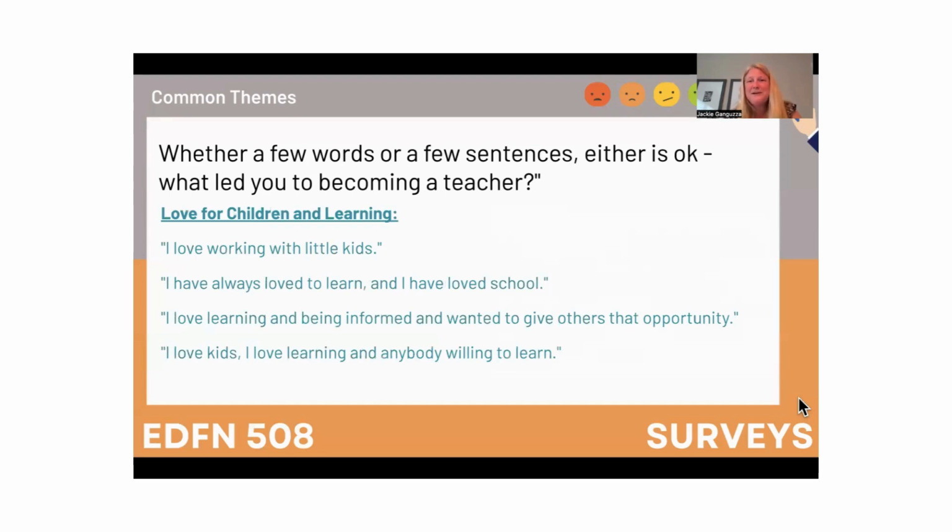And then also, hopefully you're seeing a common theme where there's a love for children and for learning for teachers, right? I love working with little kids. I love kids. I love learning and anybody willing to learn.